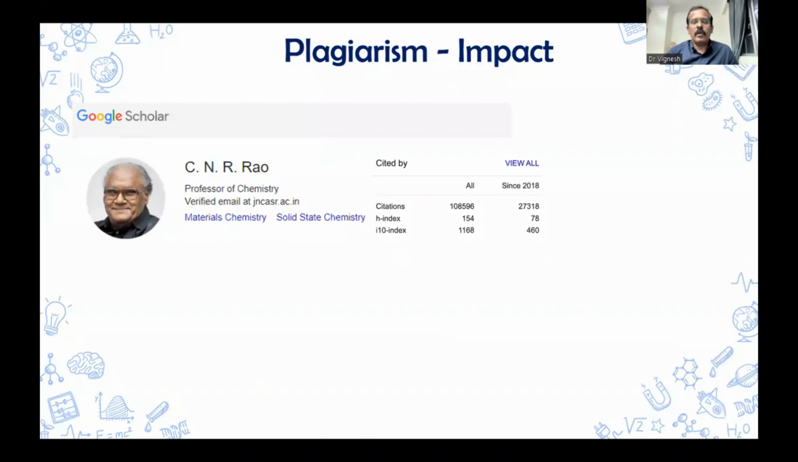So I was telling about an interesting case. This is the very distinguished professor of chemistry, Professor CNR Rao. He is the most cited person in India. You can see his H index is 154. Such a respected person got into a plagiarism row, which was actually not his fault.